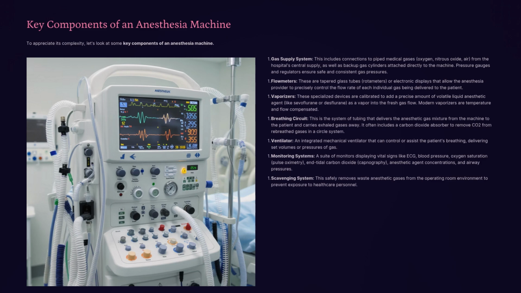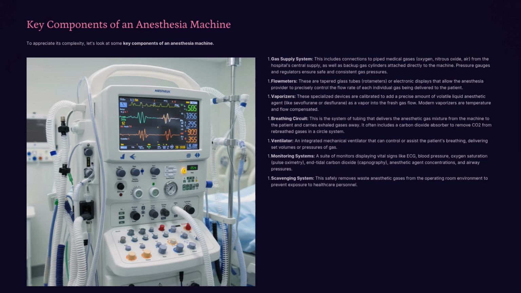Flow meters. These are tapered glass tubes, rotameters, or electronic displays that allow the anesthesia provider to precisely control the flow rate of each individual gas being delivered to the patient. Vaporizers. These specialized devices are calibrated to add a precise amount of volatile liquid anesthetic agent, like sevoflurane or desflurane, as a vapor into the fresh gas flow. Modern vaporizers are temperature and flow compensated.